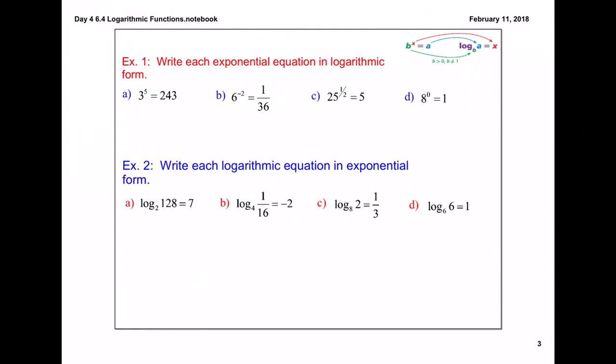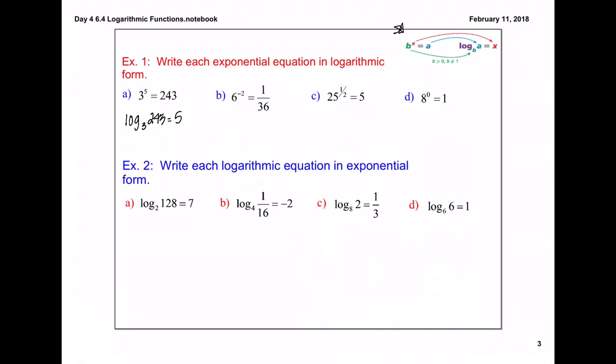In example 1, we are going to write each exponential equation in logarithmic form. So we're going to use the formula up here in the upper right-hand corner of the screen. So on example A, we have 3 to the 5th power is equal to 243. So we rewrite that as a logarithm and we say log with a base 3 of 243 is equal to 5.